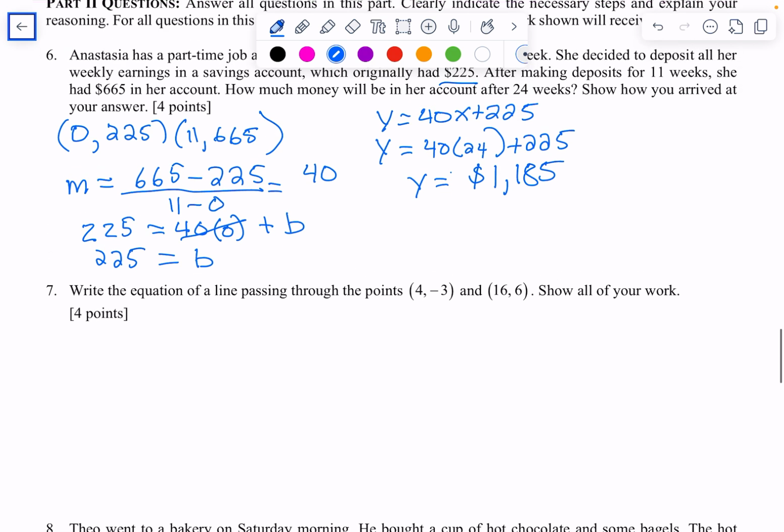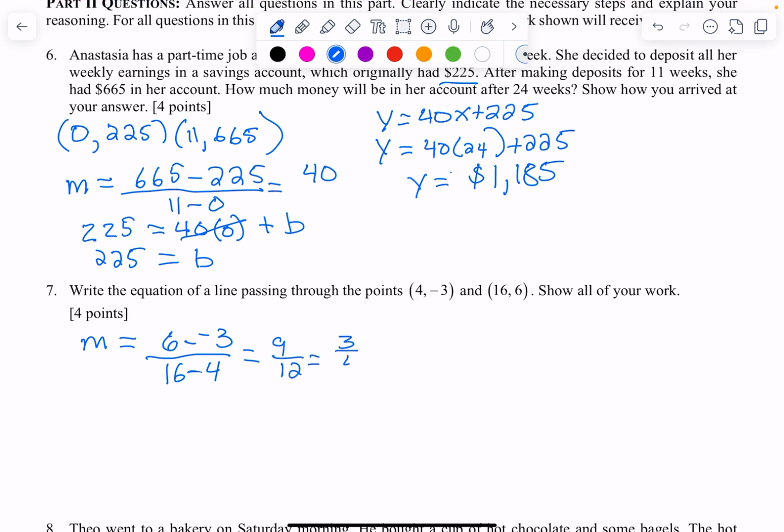It passes through this line. Again, first thing I'm going to do is find the slope. 4, negative 3, and 16, 6. So it's 6 minus negative 3 over 16 minus 4. This is equal to 9 over 12, which is 3/4.